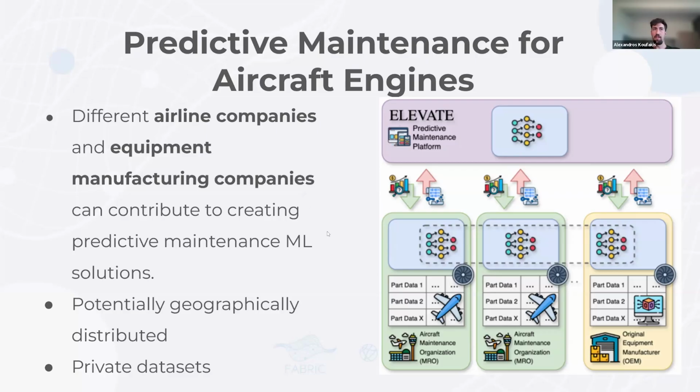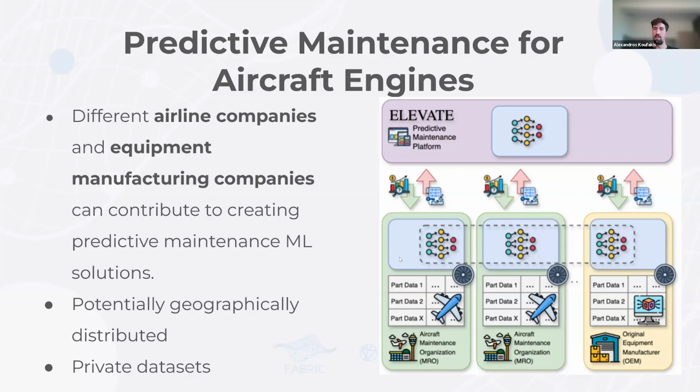And the idea is that each company has a private data set of aircraft engine sensors, and they are willing to contribute to a single model that is trained on the private data sets, with the hope that the model trained on all data sets will outperform a model that only one company could have. Again, here the companies are geographically distributed and the data sets are private.